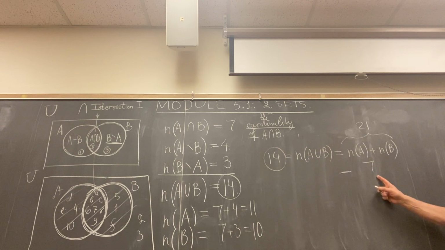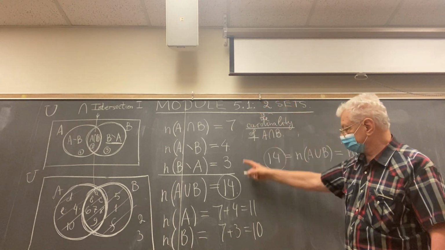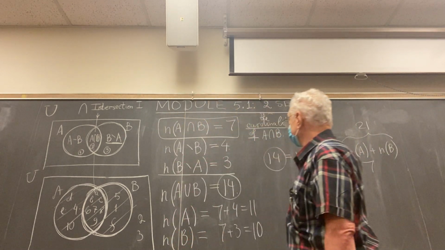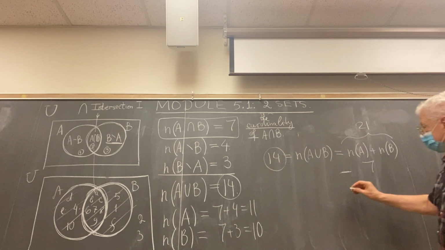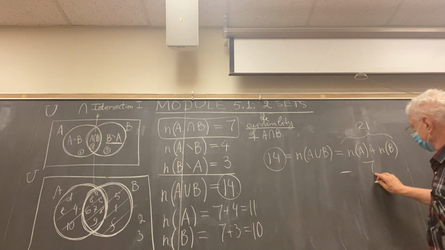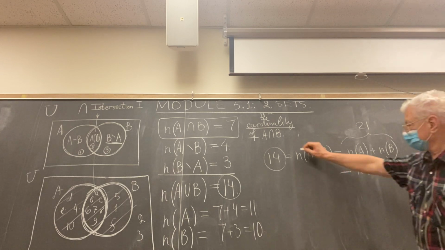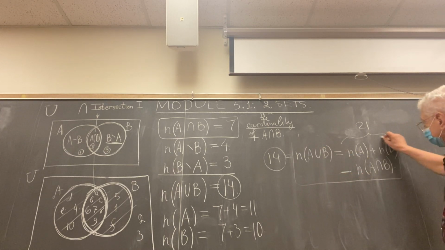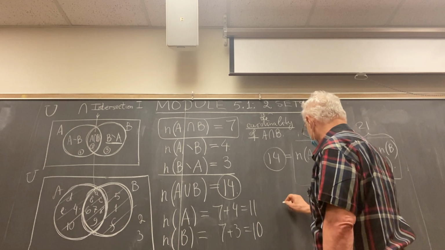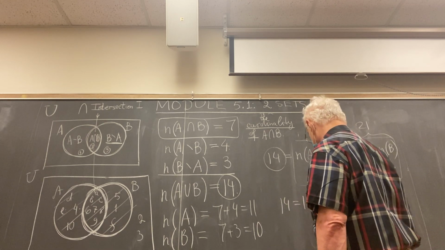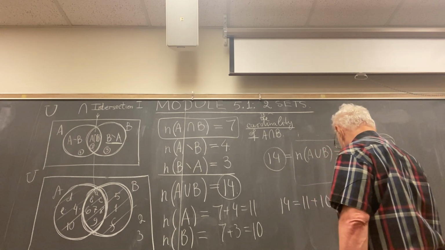Now let's look. Do we see 7 somewhere here? This is the intersection. So we just write minus 7. Instead of 7, we erase that and write n of A intersection B. So we got a very interesting result: 14 equals 11 plus 10 minus 7.